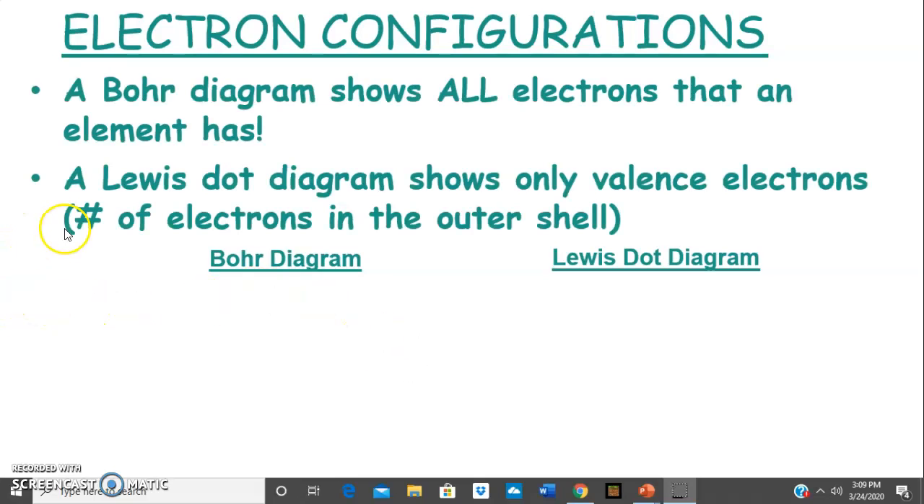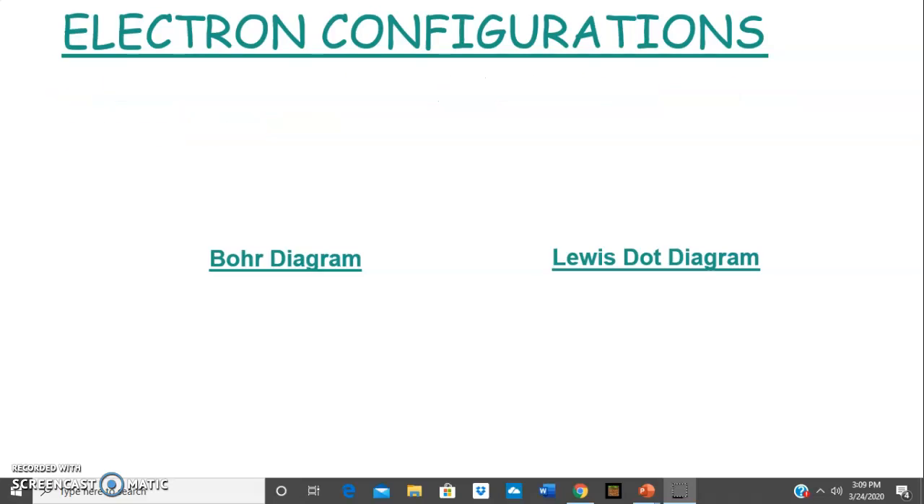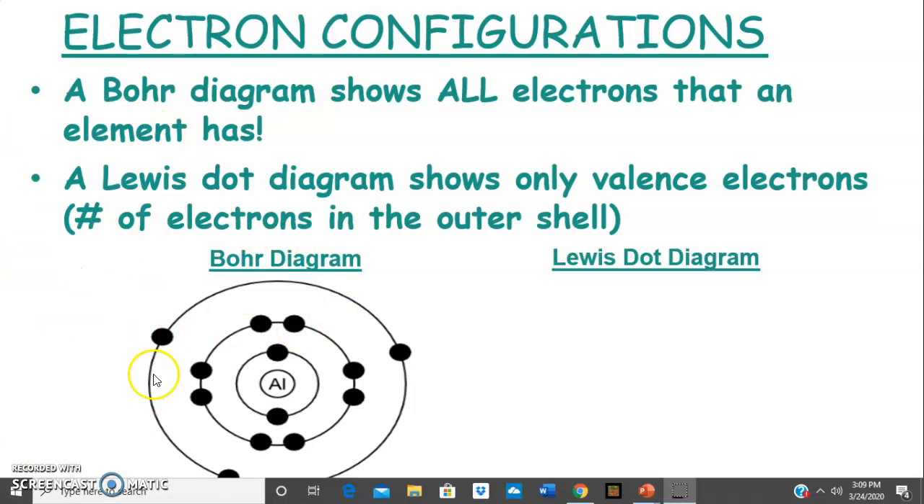Right, so there are 2 ways that we can set up our electron configurations here. Configuration is just a way that we set something up. For example, we have a Bohr diagram, which shows all the electrons that an element has. If you look down here on the left, this is a Bohr diagram. In the center we have our nucleus, and all these rings outside are called shells. You can see the number of electrons changes as I go outside. My first shell has 2, my next shell has 8, and then my last shell, that's my valence shell, I have 3 electrons in my valence shell for aluminum.